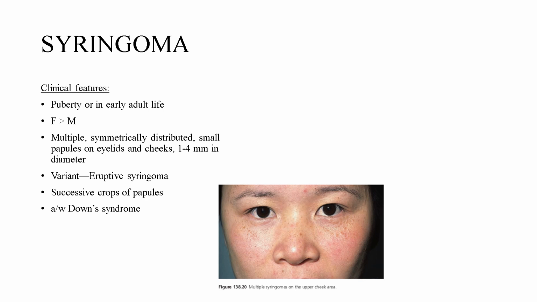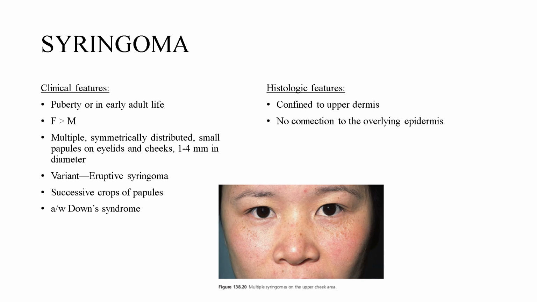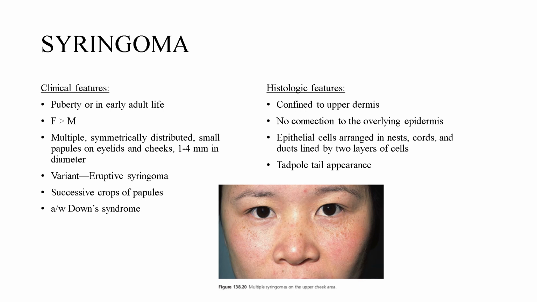So this is what it looks like, right? And histologically, it is usually found in the upper, superficial dermis, and there is no connection to the overlying epidermis. The epithelial cells can be in the form of cords and ducts, and there are 2 layers of cells. But the question that is most commonly asked is that it has a classical tadpole tail appearance.